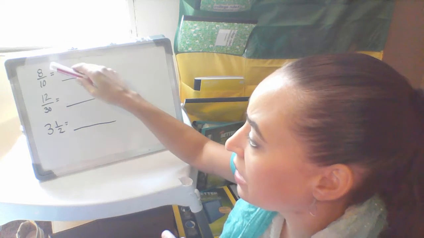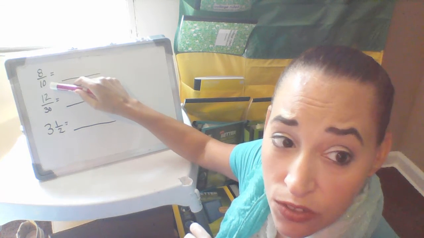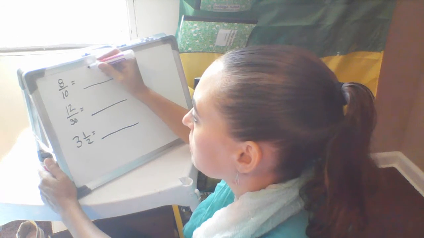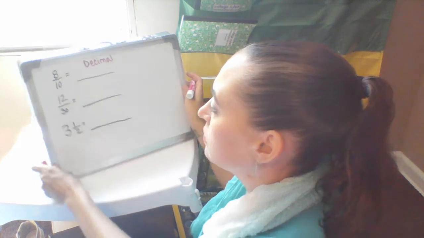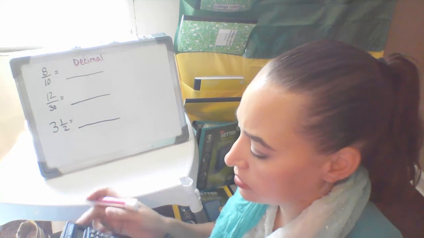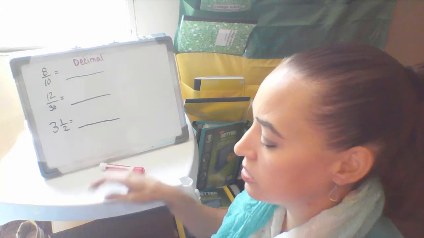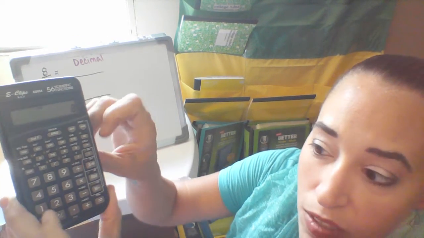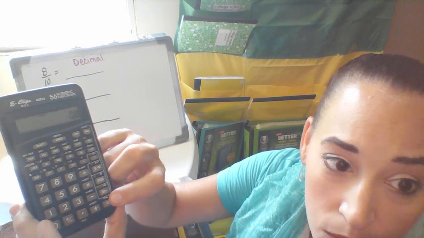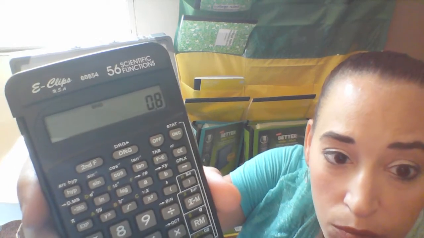So now we have 8/10 as your fraction and you want to convert that into a decimal, right? We're converting into a decimal. Okay, so I'm just going to press clear and I am going to do 8 divided by 10 and then do equals, and it gives you 0.8.